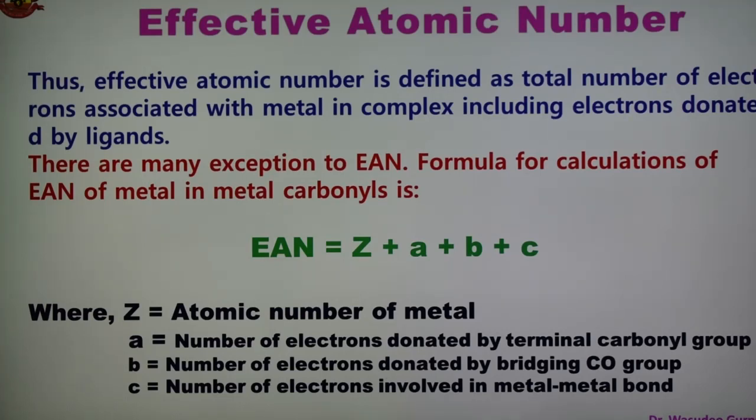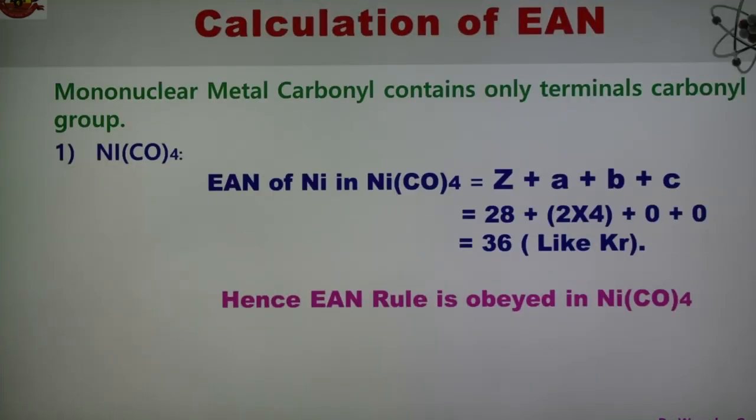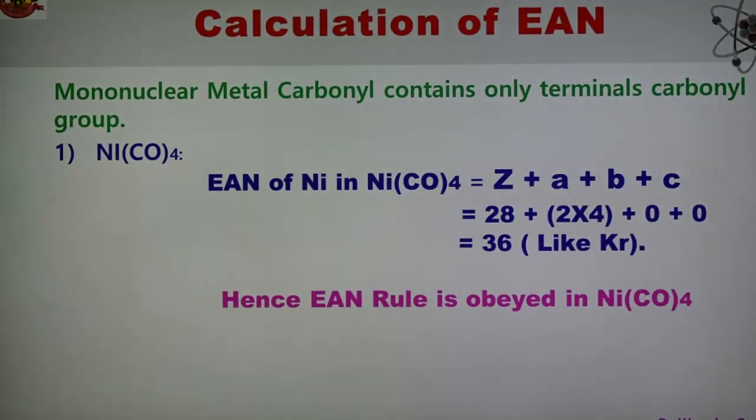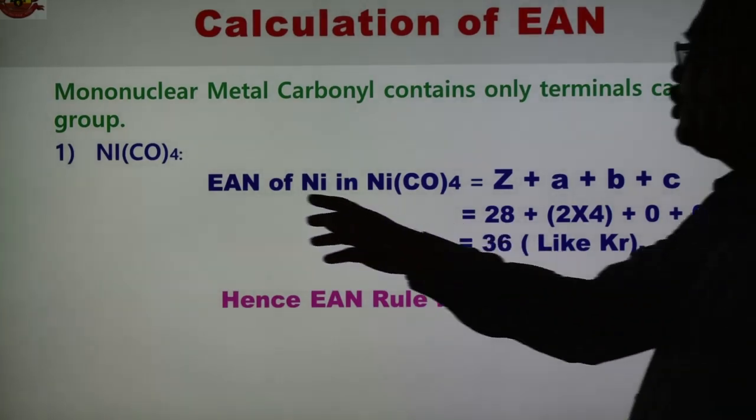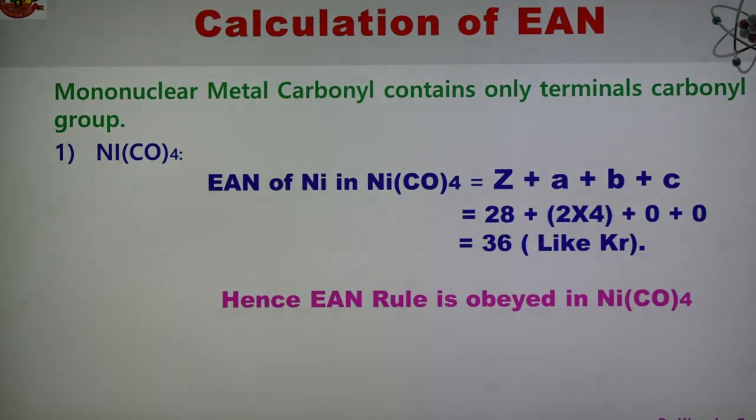Now we are taking some examples. There are two types of metal carbonyl, mononuclear and polynuclear. A mononuclear metal carbonyl contains only terminal carbonyl groups. An example of a mononuclear metal carbonyl is tetracarbonyl nickel. This is the first example, and in this metal carbonyl we can calculate the EAN value.